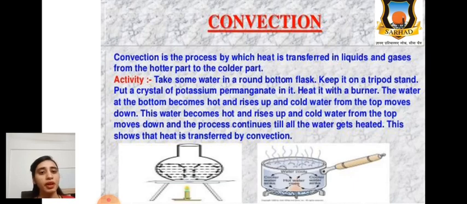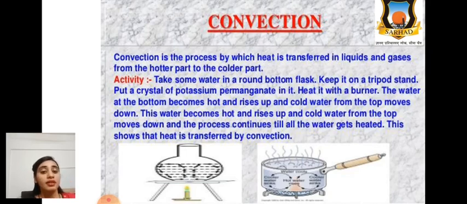Water at the bottom becomes hot because heat is transferred to the flask or through the burner to the material which we put on the gas burner, like a kettle, pan, or bottom flask. This water becomes hot and rises up, and cold water from the top moves down, and this process will continue till all the water gets heated properly. This shows heat is transferred by convection.